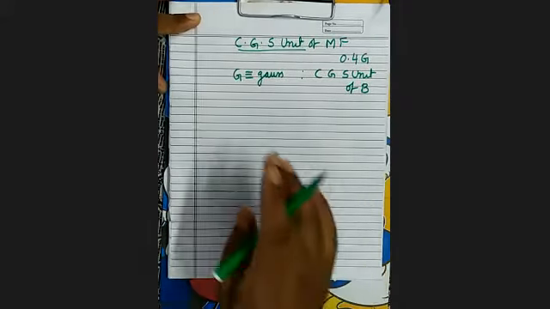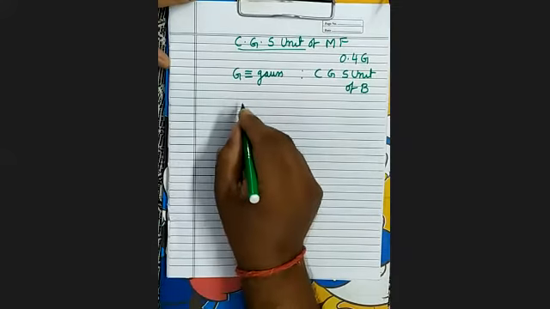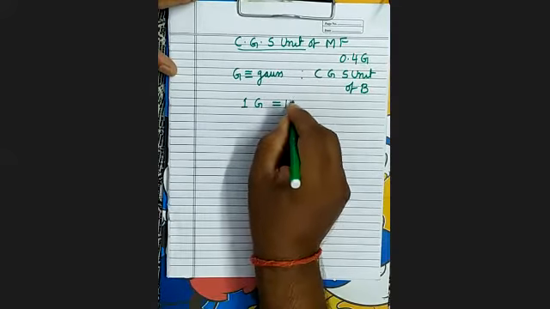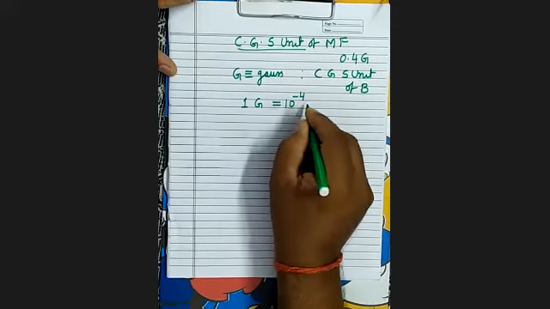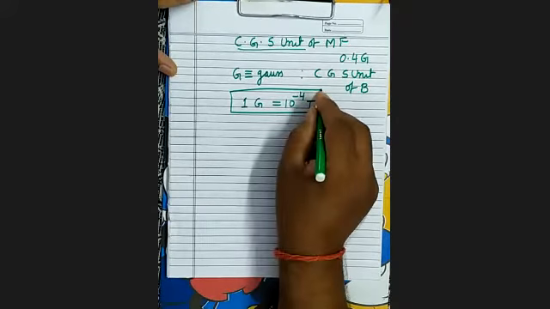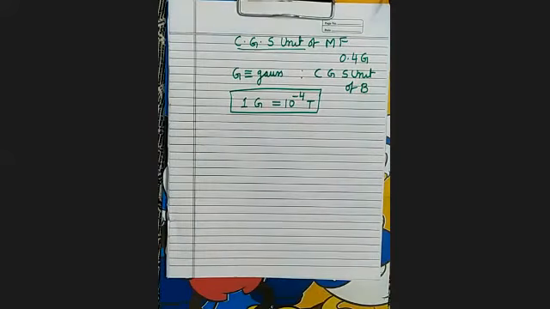And what is the relation between Gauss and Tesla? So 1 Gauss equals 10 to the power minus 4 Tesla. It is clear. This is 1 Gauss.